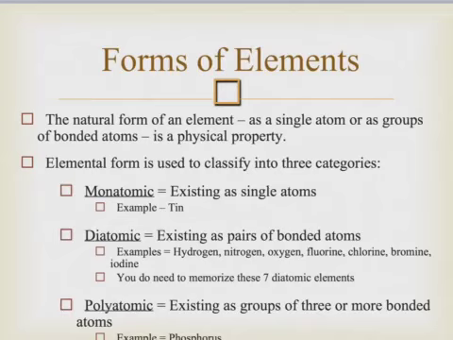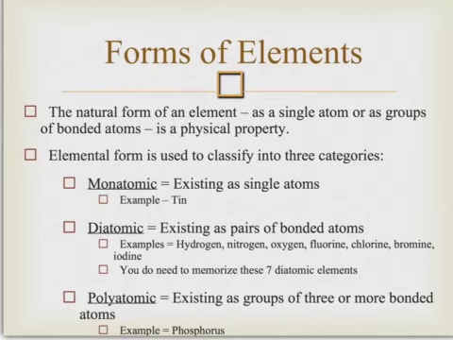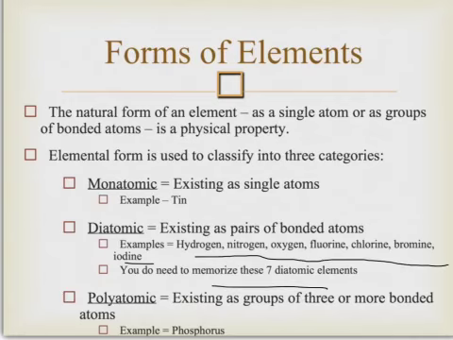Then there are some elements that no matter what, they need to bond with something. There's 7 of them. These 7 elements cannot ever be by themselves. So they like to bond with any other element seen on the periodic table. Well, what happens when there is not another element to bond with? They bond with another one of themselves. So these 7 are seen here. Hydrogen, nitrogen, oxygen, fluorine, chlorine, bromine, and iodine. You need to memorize these 7.